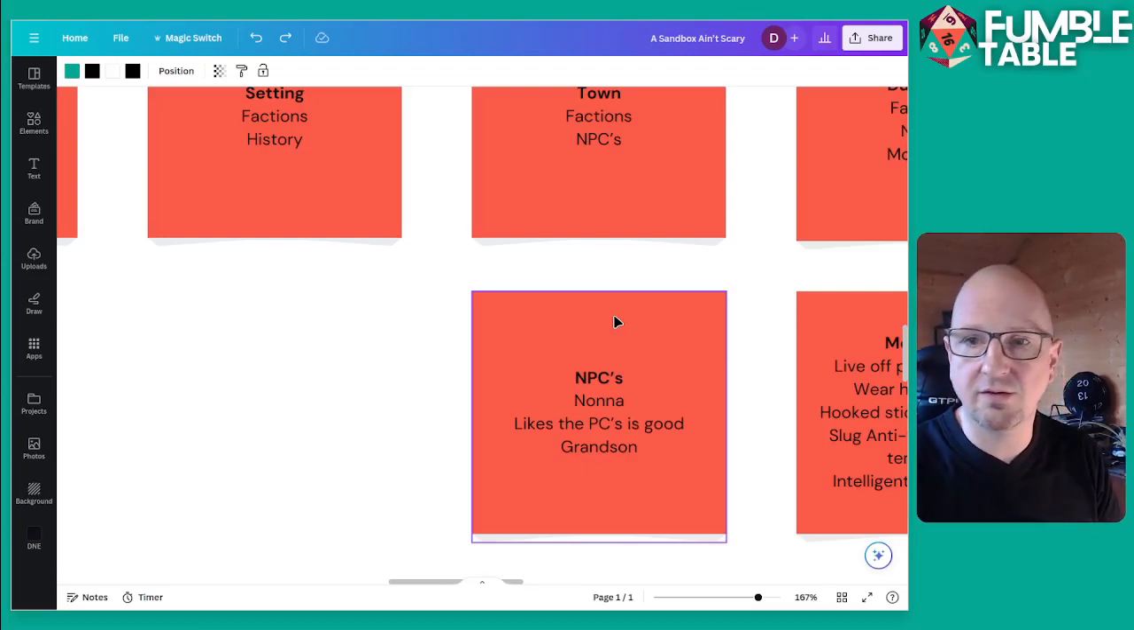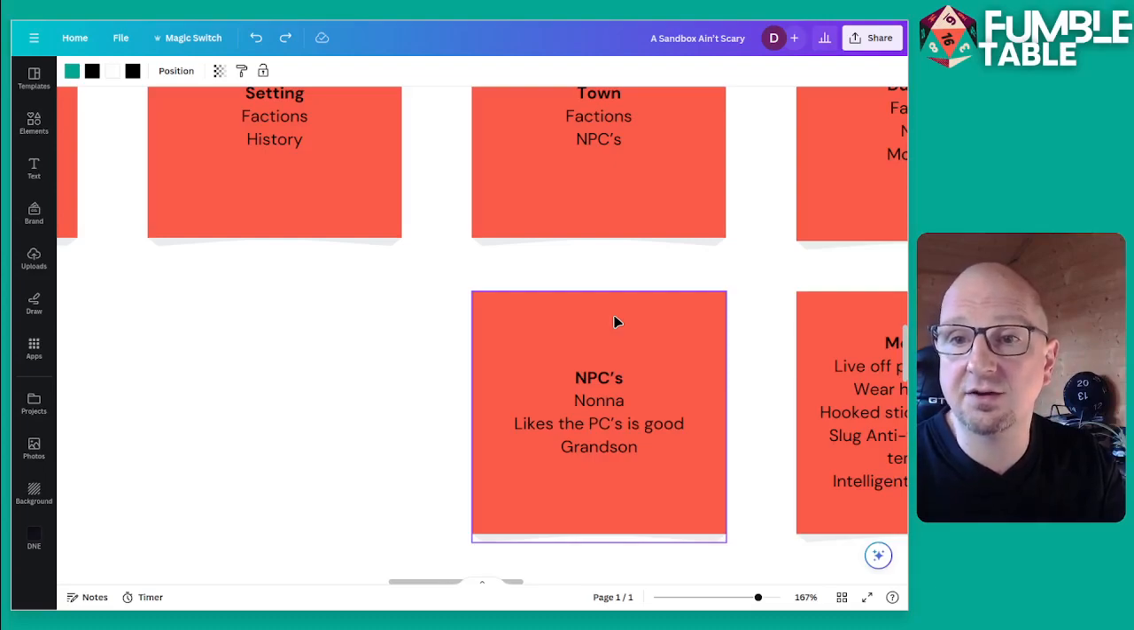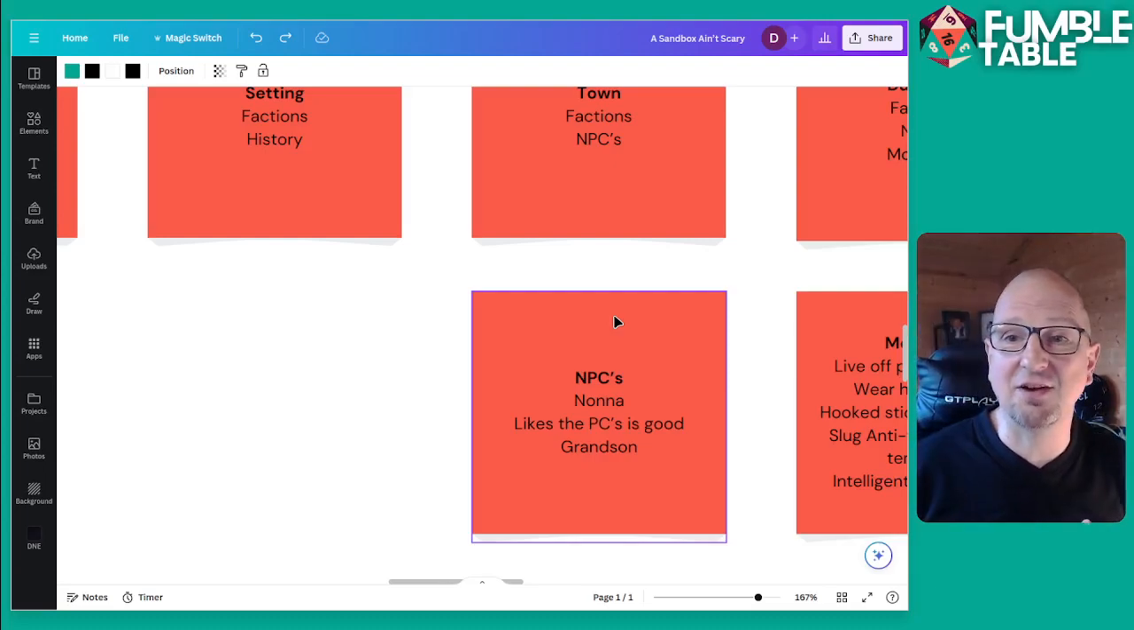All of a sudden, within a few lines, you've got a line for the Nonna's description, a line for her mannerisms, and a line for her motivation. It doesn't matter what situation happens now. You know exactly who she is and how she's going to behave. You don't have to do any more prep. You don't have to think about how she's going to interact with the PC.